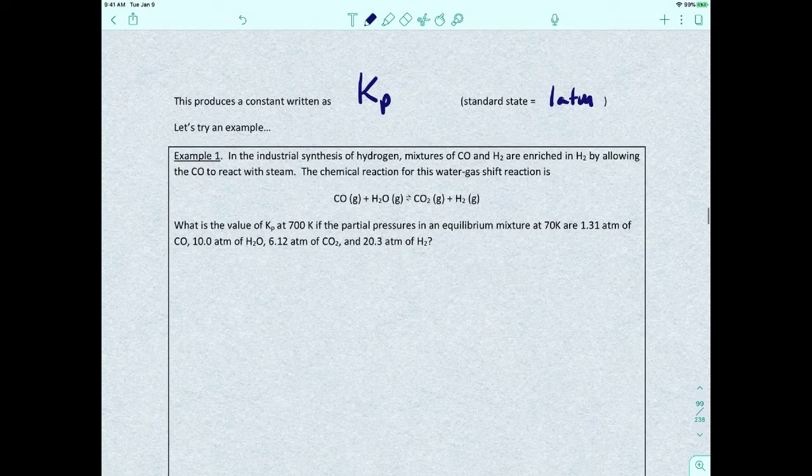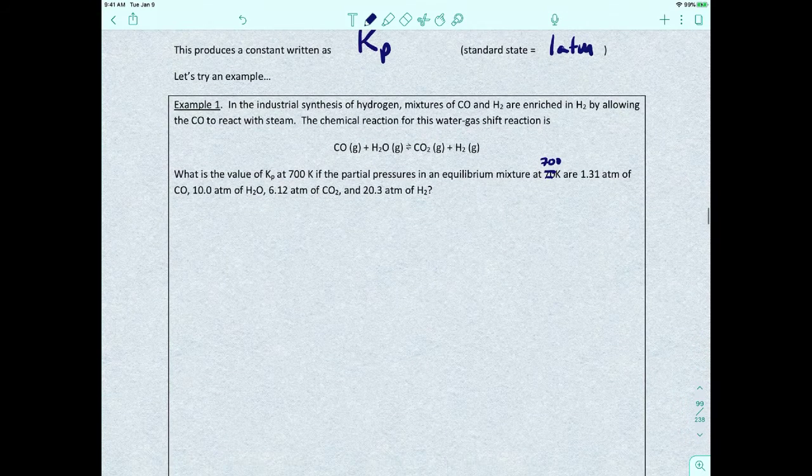All right, so let's try this problem out. In the industrial synthesis of hydrogen, mixtures of CO and hydrogen gas are enriched in H2 by allowing the carbon monoxide to react with steam. The chemical reaction for this water-gas shift reaction is the following. Carbon monoxide plus water is in equilibrium with CO2 and H2. What is the value of Kp at 700 K if the partial pressures in an equilibrium mixture at 700 K are 1.31 atmospheres of carbon monoxide, 10.0 atmospheres of water, 6.12 atmospheres of CO2, and 20.3 atmospheres of H2?